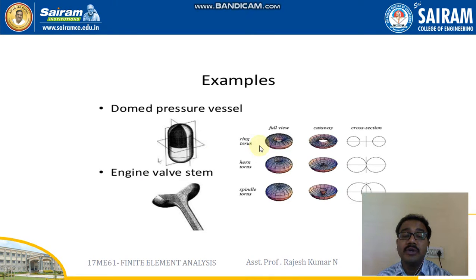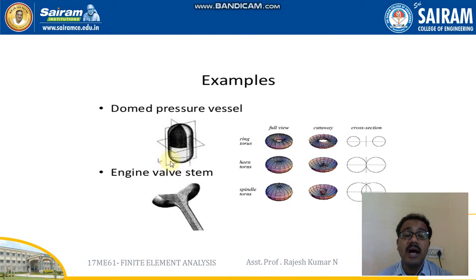First, for the domed pressure vessel, I'll be talking about the ring torus part, where the full view and the cutaway portion, both views, are shown here. Even the cross section is shown here. Understanding is very important. I think everyone would have studied in their first year engineering about the front view, top view, side view and other things. Here, for the domed pressure vessel, what is the x-axis, y-axis, z-axis? Correctly speaking, what is r? That is the y-axis.